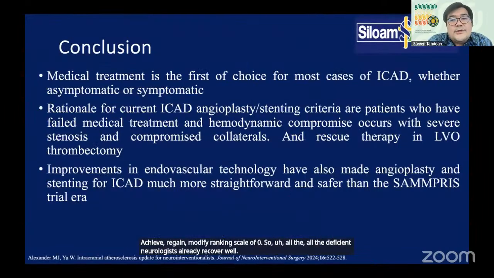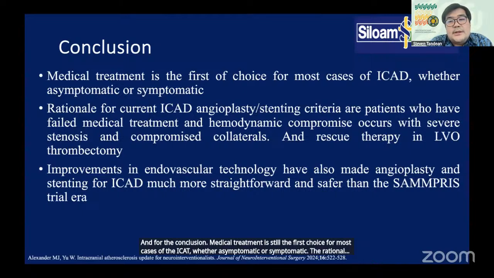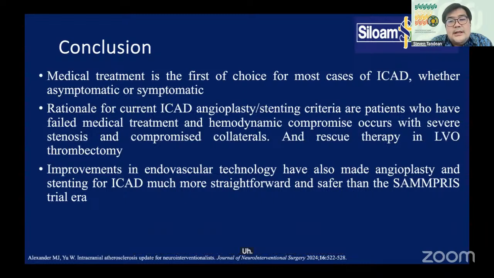And for the conclusion, medical treatment is still the first choice for most cases of ICAT, whether asymptomatic or symptomatic. The rationale for current ICAT angioplasty criteria is for patients who fail medical treatment, with hemodynamic compromise from severe stenosis and compromised collaterals, and for rescue therapy in large vessel occlusion with thrombectomy. Improvement in endovascular technology has also made angioplasty and stenting for ICAT much more straightforward and also safer than in the SAMMPRIS trial era.